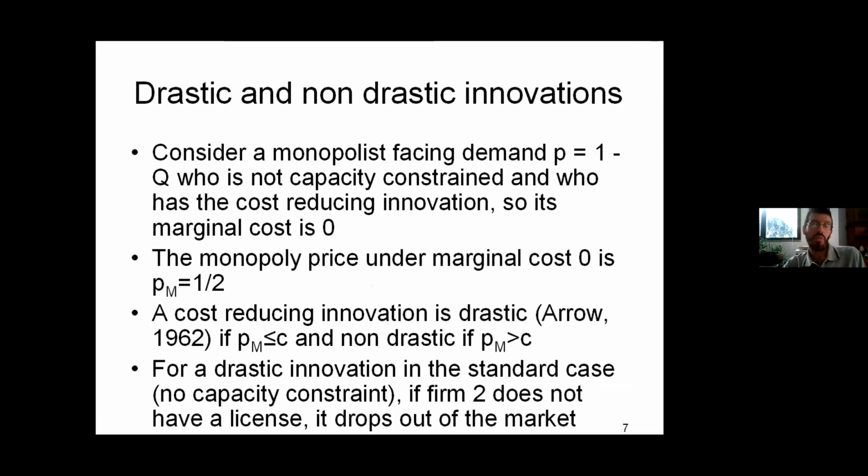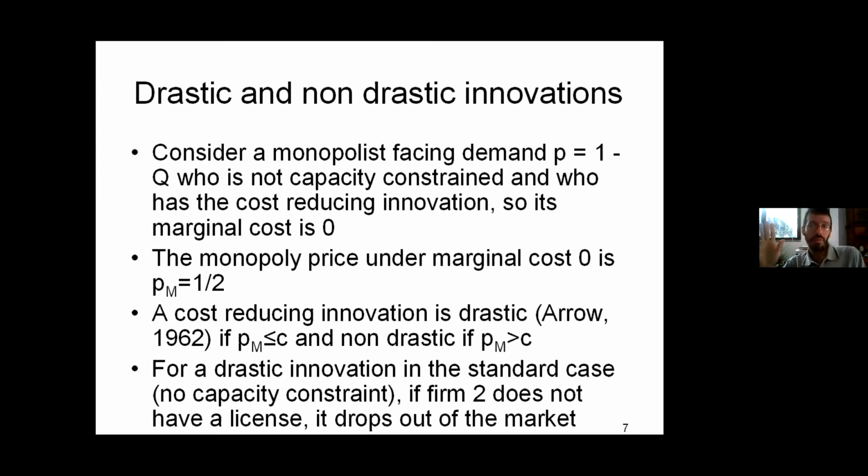Here for the distinction between drastic and non-drastic innovation, for those that were not familiar with this kind of distinction, let's consider a monopolist which is facing a linear demand, so price 1 minus Q, where Q is the overall quantity produced by the industry, who is not capacity constrained and who has the cost reducing innovation, so its marginal cost is equal to 0.